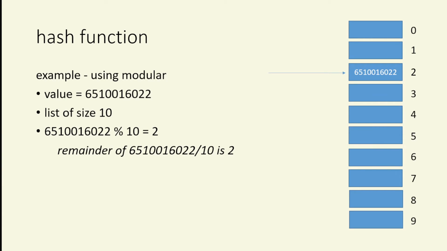What does this mean? Well, here's an example. We've got a value, we've got this integer. Now we've got a list of size 10 elements. So if we use modular, we can change its integer to the value 2. And then we can put that value inside the list at the place at index 2.